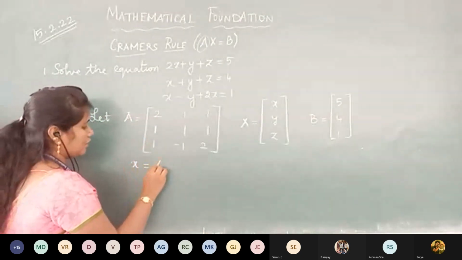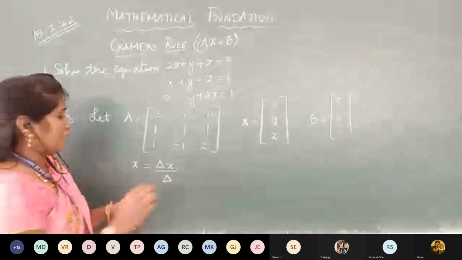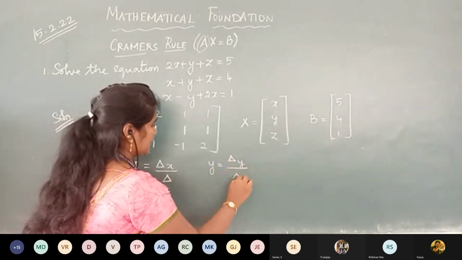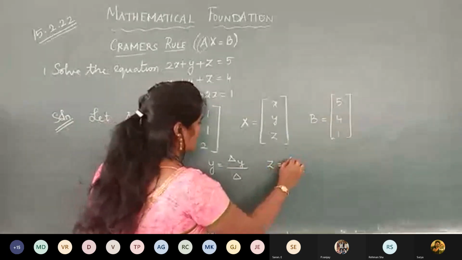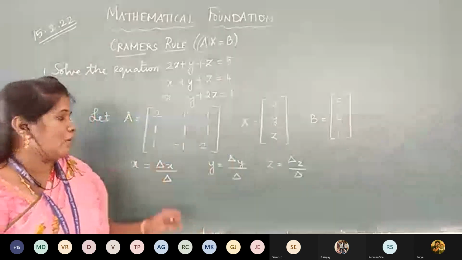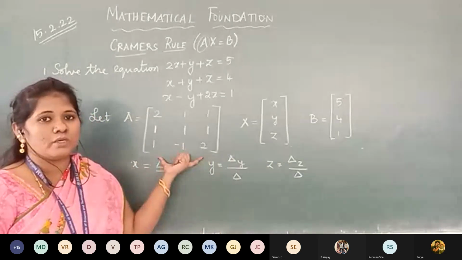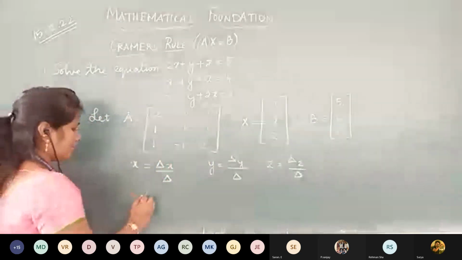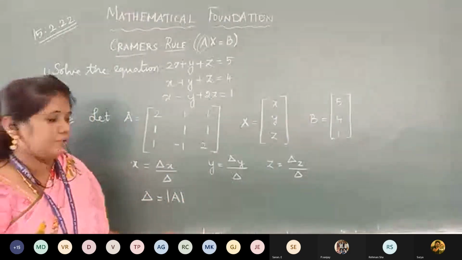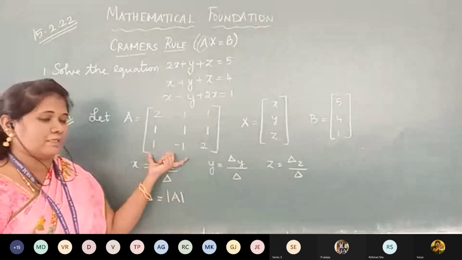Your X value is equal to delta X by delta. This will be the formula. And similarly, Y will be equal to delta Y by delta, and Z is equal to delta Z by delta. Now this delta is nothing but the determinant of the given matrix. Your delta is the determinant of A. Whatever given matrix you have got, delta will be the determinant of that matrix.